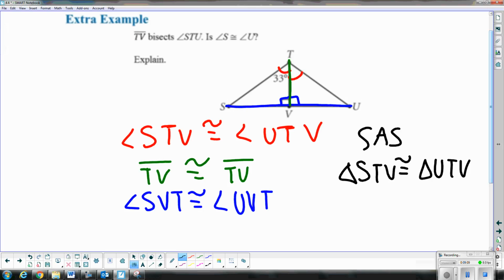So now, if we know that those two triangles are congruent, the question is, is this angle congruent to this angle? Yes, it is, because they're corresponding parts in the congruent triangles. So if two triangles are congruent, then corresponding parts of congruent triangles are congruent.